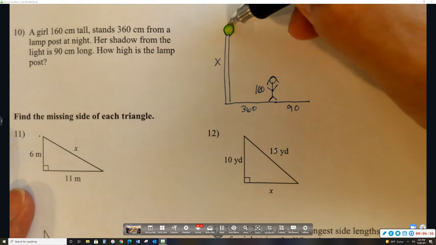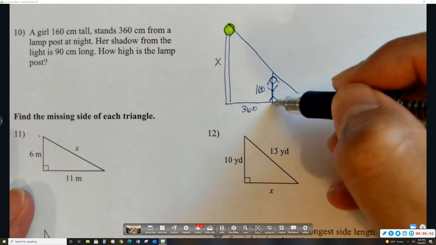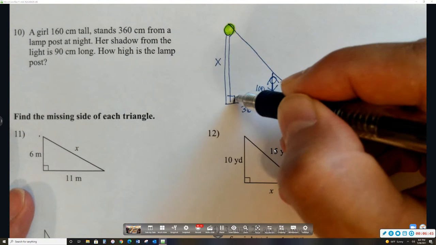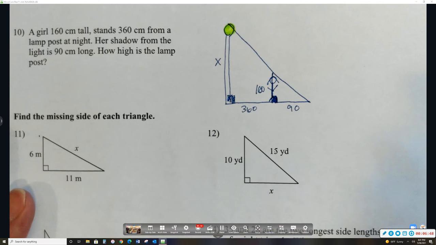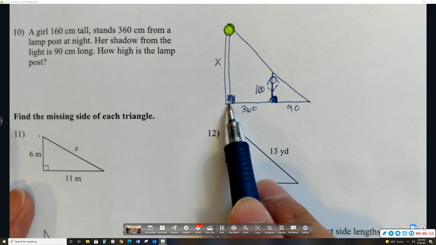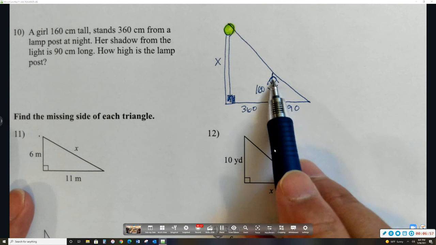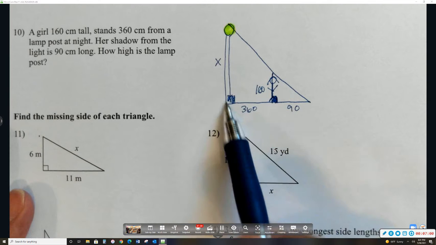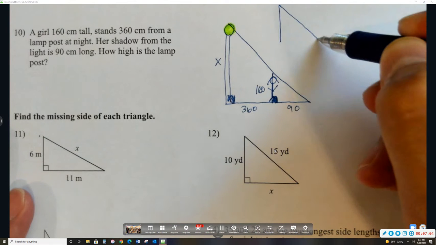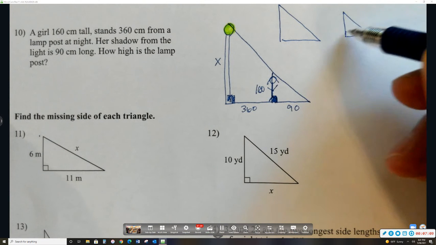See, now that's tricky because this is how the two triangles are overlapping. This is the distance from the girl to the lamppost. This is the girl's shadow, and then this is how tall the girl is. And we want to find the height of the lamppost. What I like to do is separate them, so they look like before.